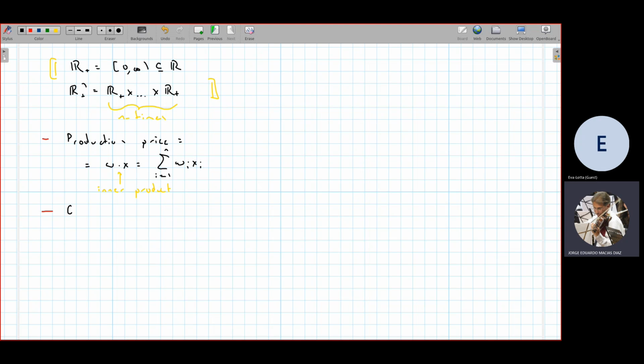Now the goal is to find an input choice such that the profit is maximized.